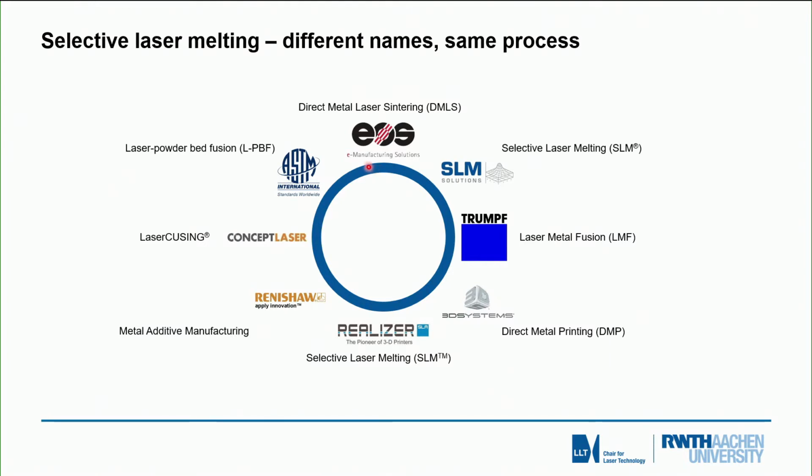So, for instance, the colleagues from EOS call it direct metal laser sintering. SLM Solutions calls it selective laser melting. Trumpf calls it laser metal fusing. Direct metal printing, selective laser metal printing, is metal additive manufacturing, laser cusing. There's just one international standard so far, which refers to it as laser powder bed fusion. Nevertheless, selective laser melting is also used quite frequently.